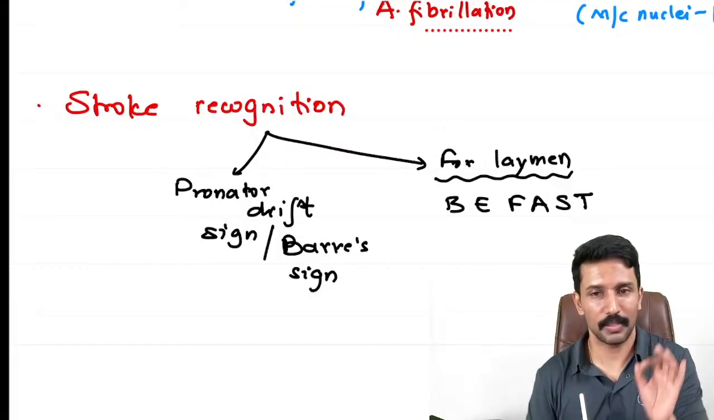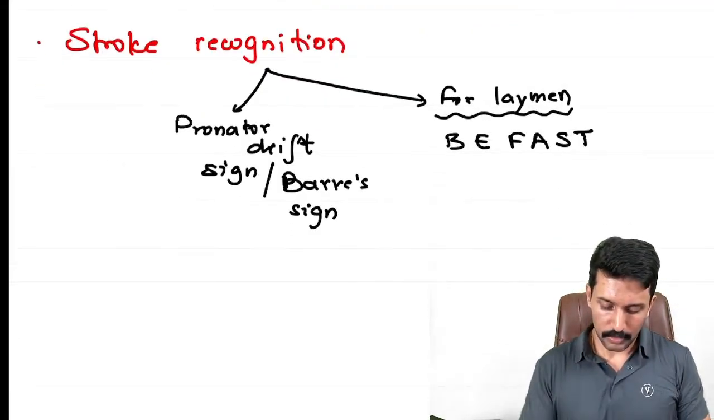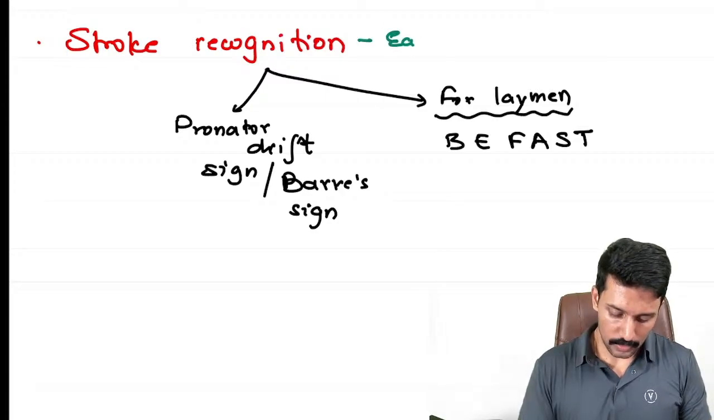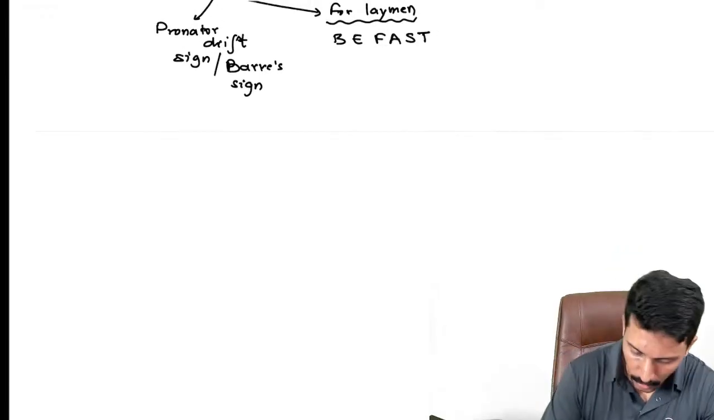That can be an image-based question. The image is there in the workbook. You can go through that. These are for the early recognition. Okay, once the stroke is recognized, how are we going to manage?